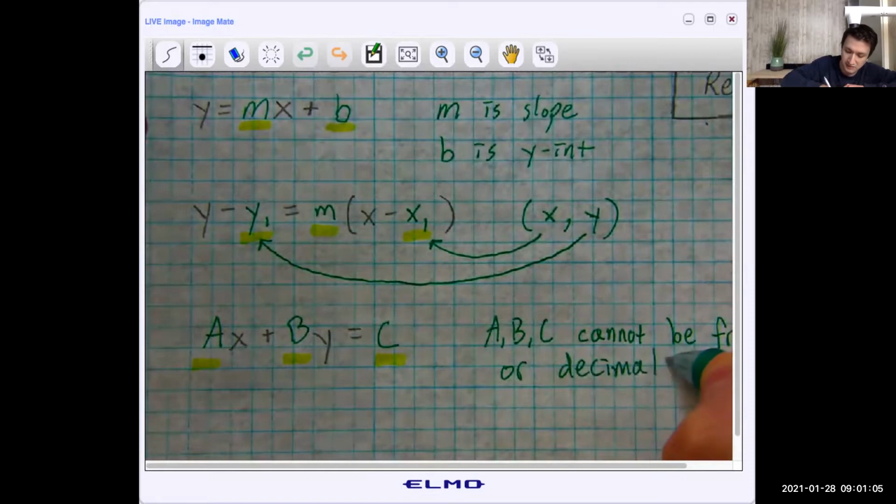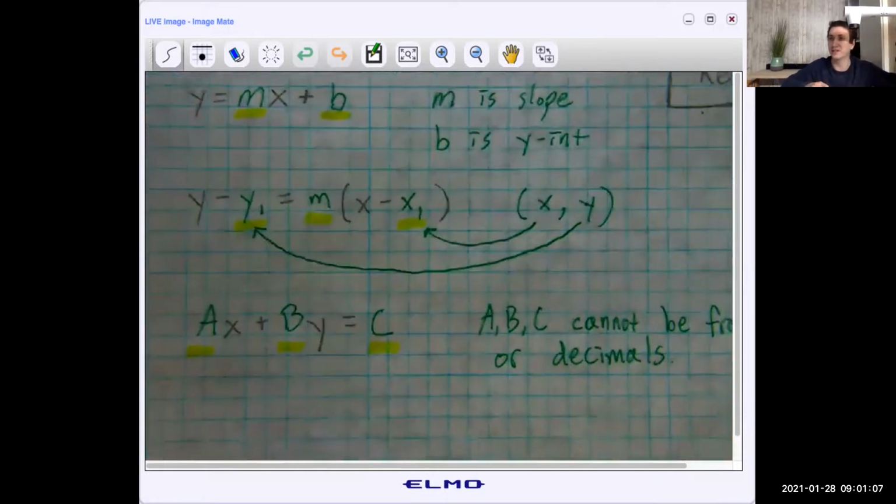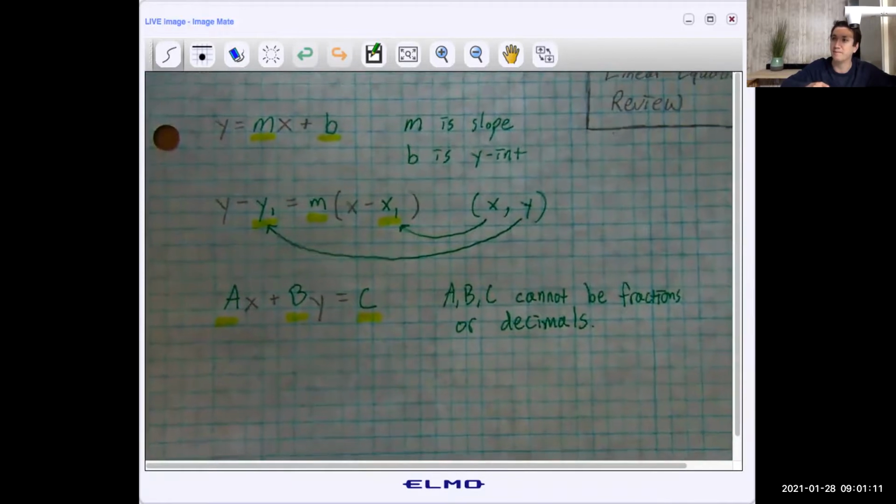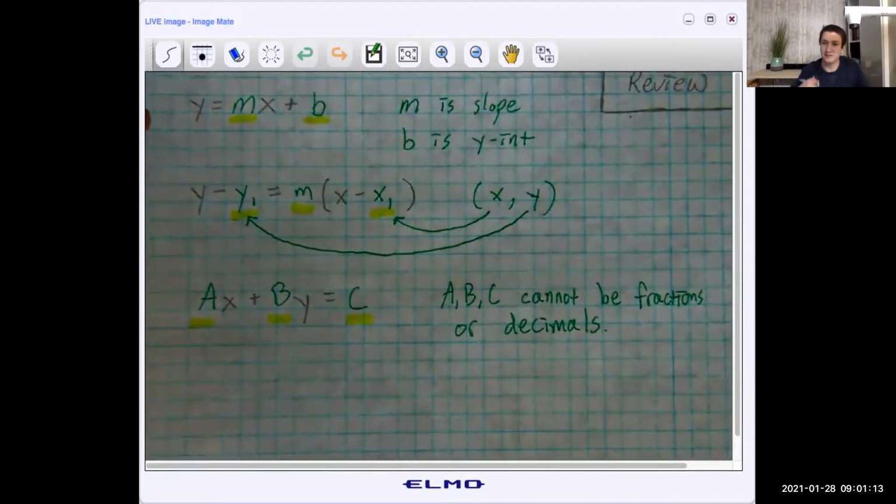Mathematicians have gotten together and agreed, this is the rule, this is how standard form works. It has to do with slope and how they're used. So basically, if you get a fraction or a decimal, you have to multiply or change the numbers to make them whole numbers, just to keep it in standard form. Okay, so those are the three forms. They all show up on the quiz.